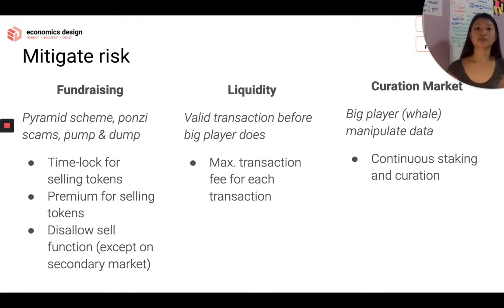big player comes in. So the way to mitigate that risk is very simple: make sure that you have a maximum transaction fee on each transaction, and you can't inflate the transaction fee to be so high. So that it's fair for everyone.